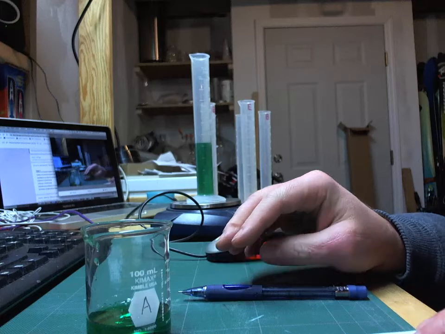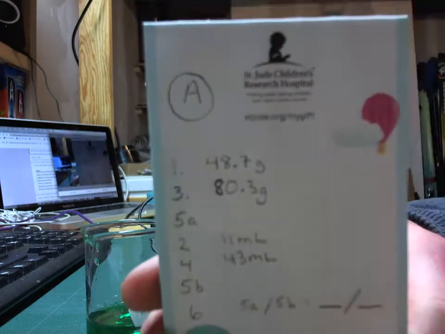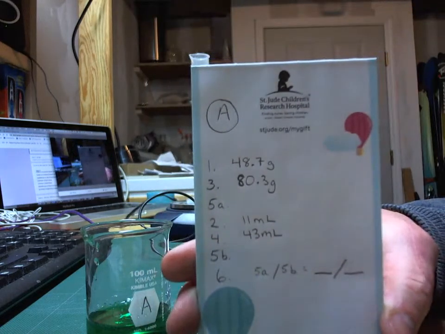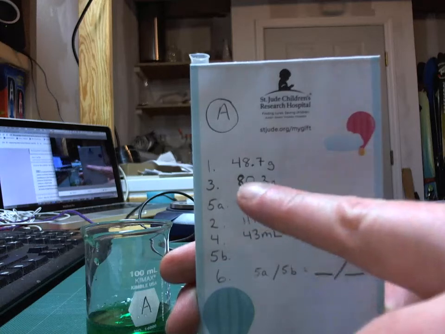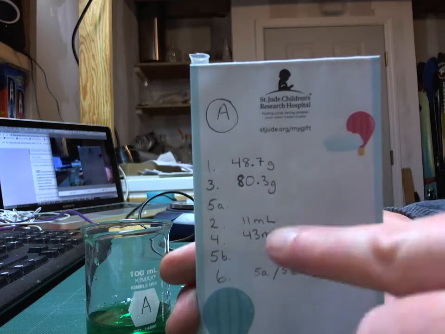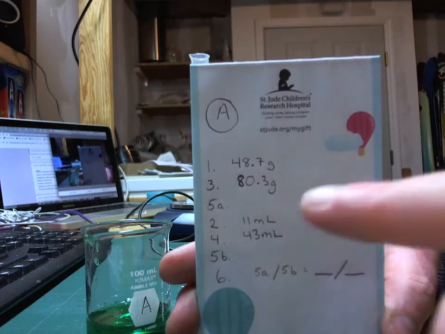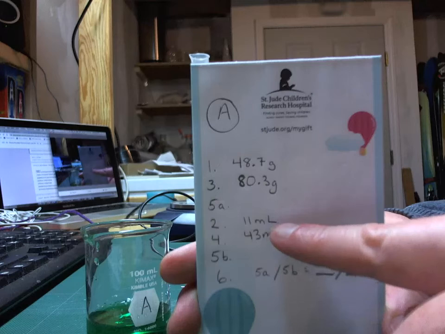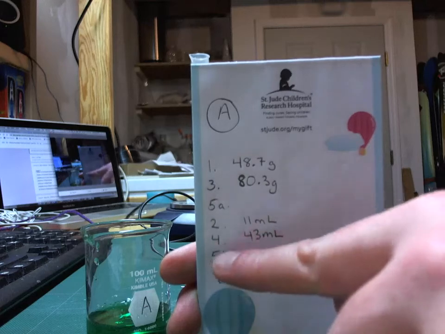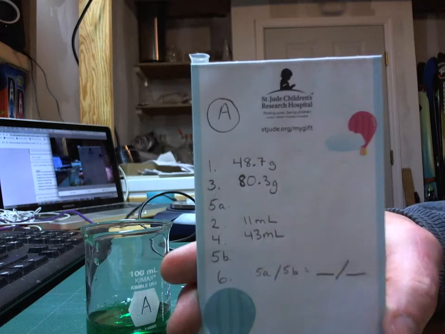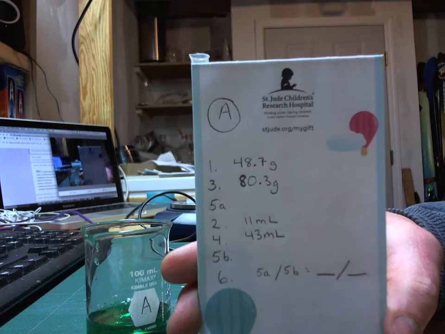So volume is 43 mLs. All right, so there is the data from liquid A. You've got 48.7 grams. After I added the liquid, it went up to 80.3 grams. My initial volume for number 2 here was 11 milliliters, and then number 4 went up to 43 milliliters. With that information, you'll be able to calculate 5A, 5B, and 6, which is the density of liquid A.